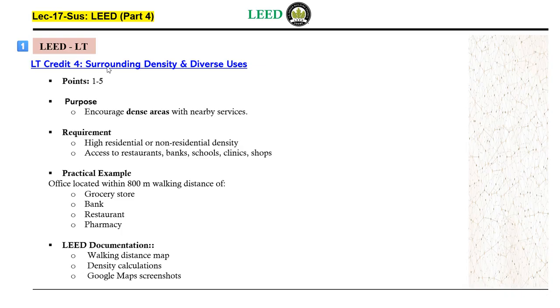In credit number 4, the title is surrounding density and diverse uses. Points available are 1 to 5. The purpose is to encourage dense areas with nearby services. Requirements are high residential or non-residential density, and access to restaurants, banks, schools, clinics, and shops. A practical example is an office located within 800-meter walking distance of a grocery store, bank, restaurant, and pharmacy. LEED documents required are walking distance maps, density calculations, and Google Map screenshots.